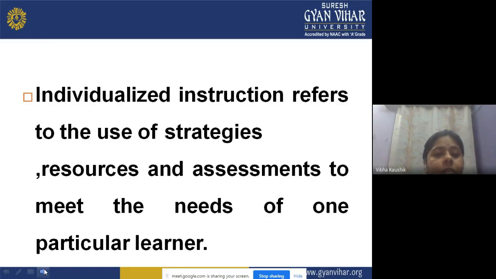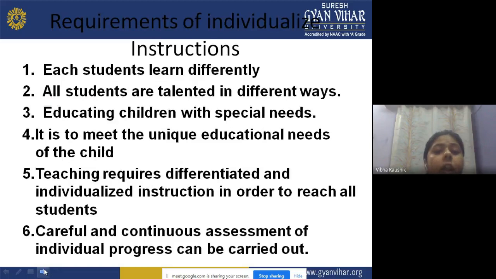Individualized instruction refers to the use of strategies, techniques, and resources. The resources can be the PowerPoint presentation, the media, the OHP, and assessment to meet the needs of one particular learner, and the assessment techniques I can use so that the needs of each and every learner can be fulfilled.